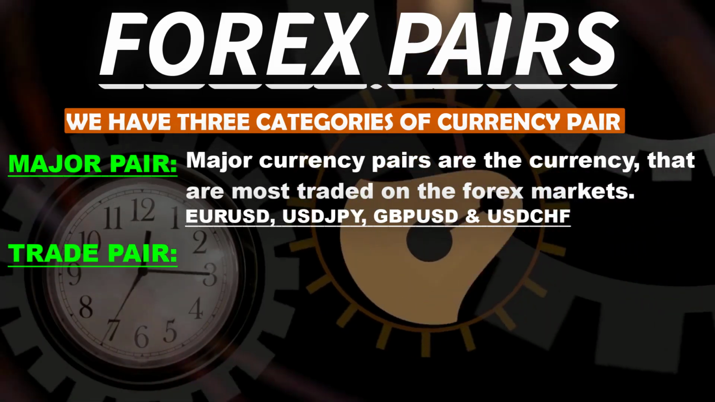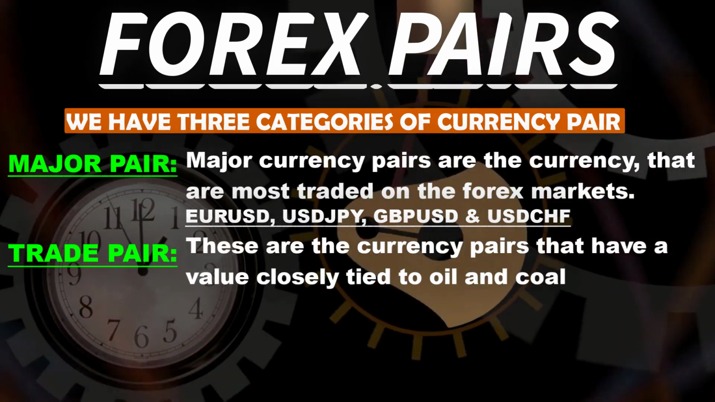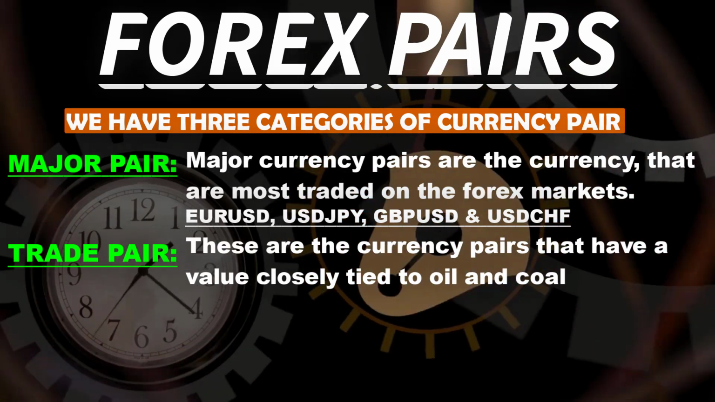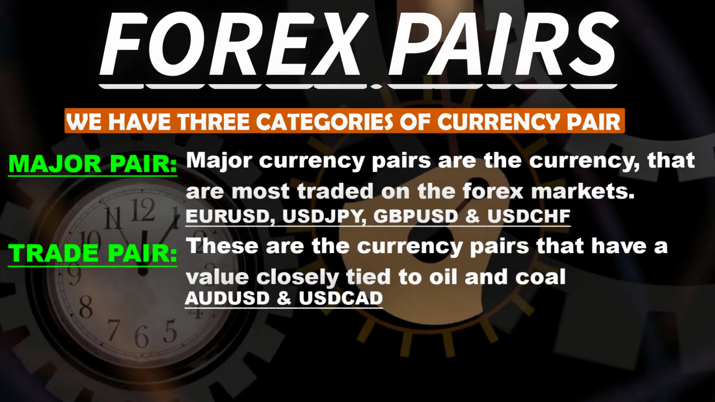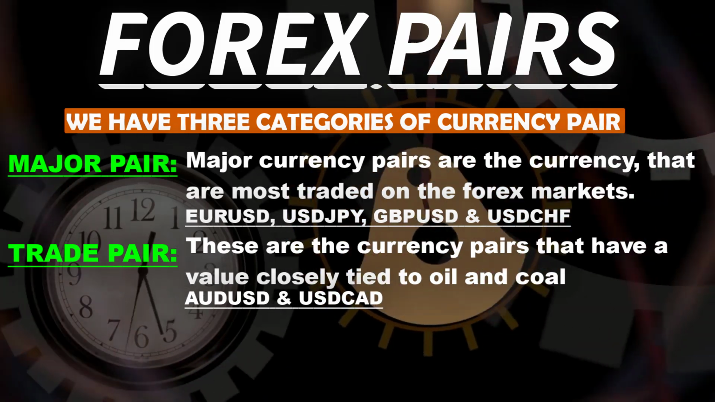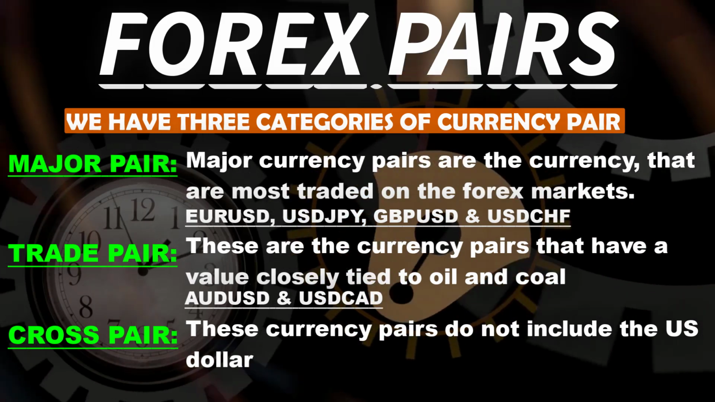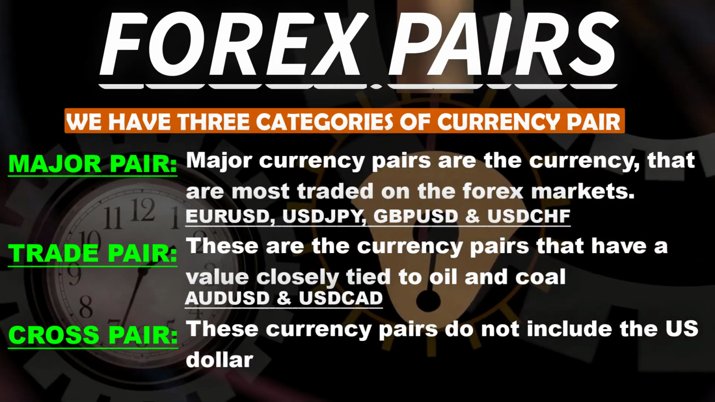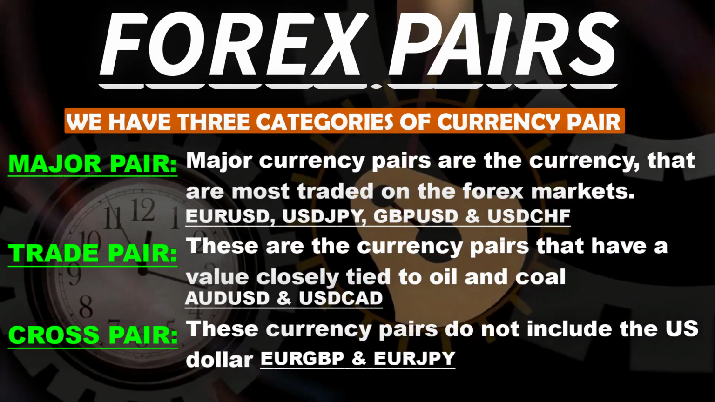Now, we have commodities or trade currencies. These are the currency pairs that have a value closely tied to a commodity, such as oil and coal. The commodity currencies we have in our record are the AUD/USD and the USD/CAD. And finally, we have the cross currencies. These are currency pairs which do not include the US dollar. The 2 cross currency pairs we have on the list are the EUR/GBP and EUR/JPY.